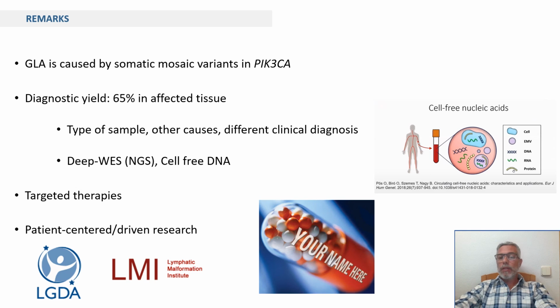We also know that the detection of the specific mutation allows the use of specific drugs, the so-called personalized or precision medicine, and that these drugs will be better, more specific in the future. And finally, all this is possible thanks to the international research effort of the scientific community with the vital impulse that comes from organizations such as the LMI and the LGDA, all with the aim of improving the diagnosis, follow-up, treatment, and ultimately the quality of life of people affected with GLA.